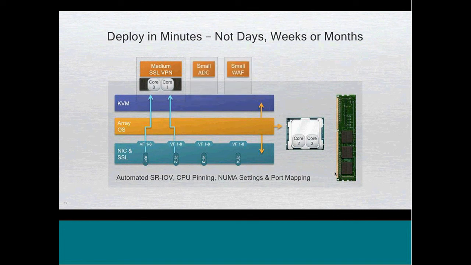Same thing happens if I install 2 other small instances. The array operating system again automates things behind the scenes, creates the CPU pinning, creates the NUMA boundary setting. It maps the virtual ports to physical ports to virtual ports. It creates SRIOV configuration. And now you have dedicated lanes, and that's how we guarantee hard performance on this hyperconverged platform.